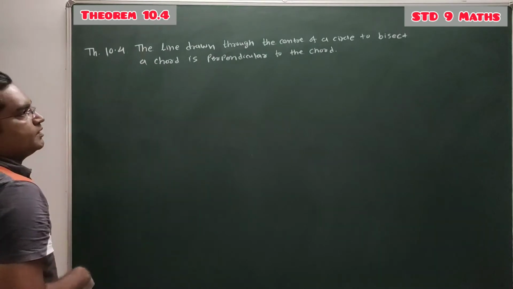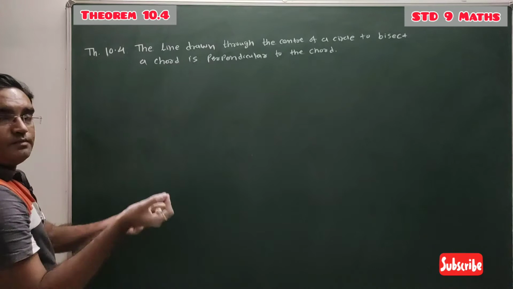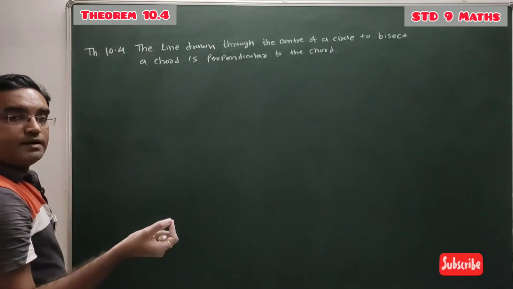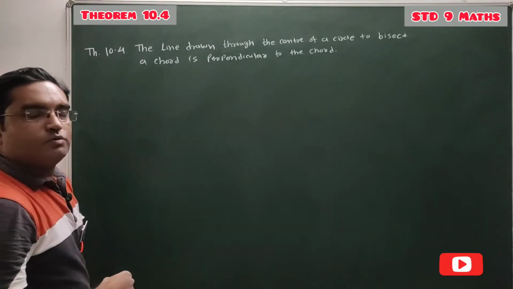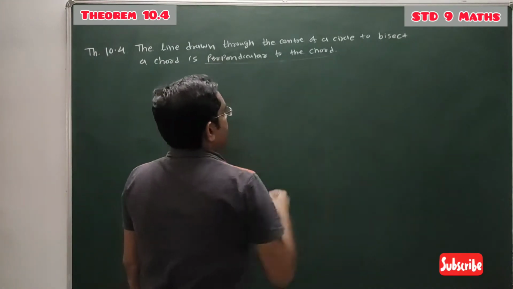Now, the converse of the theorem is that if a line drawn through the center of the circle bisects the chord, then that line is perpendicular to the chord. We have to prove that that line is perpendicular to the chord.